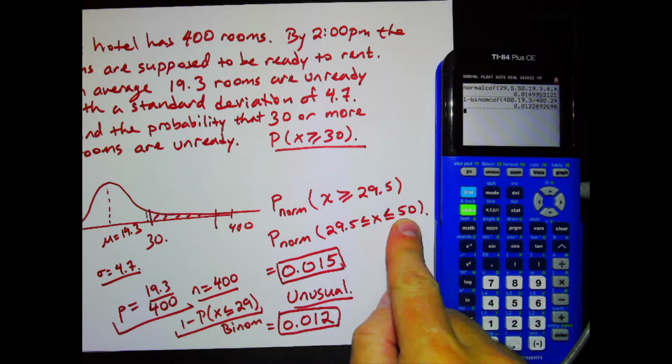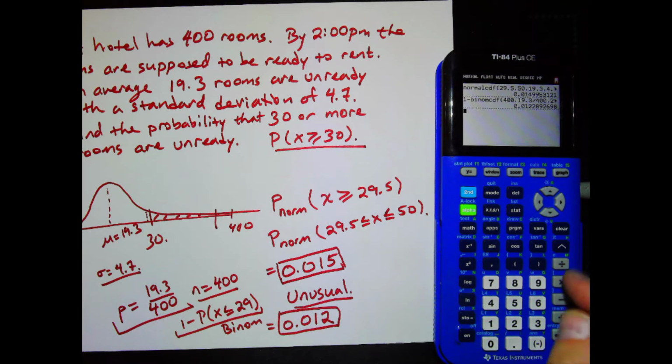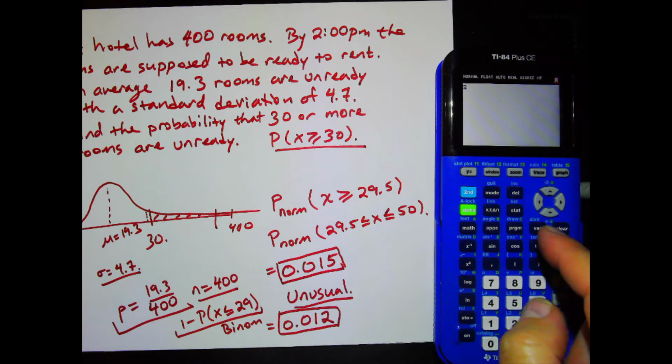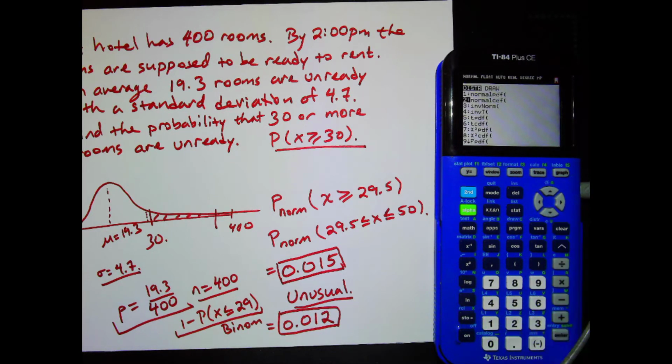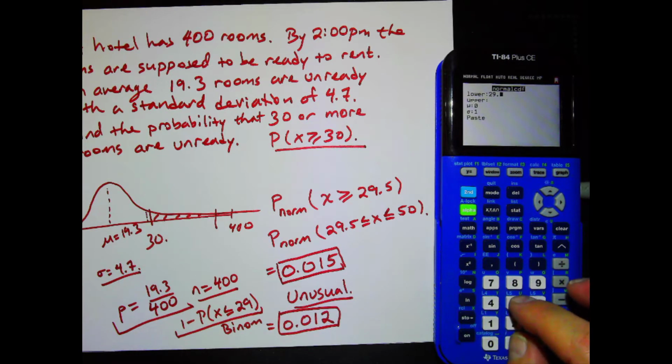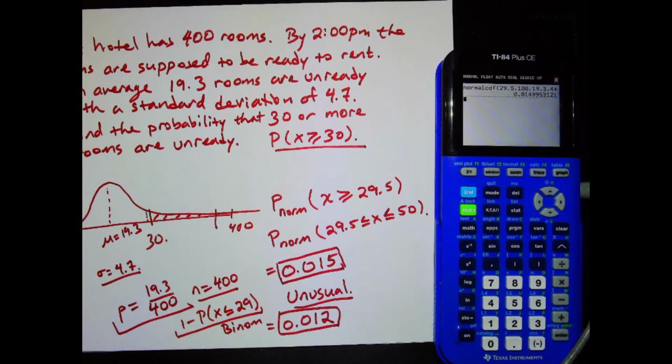Let me also note that stopping at 50 was just fine. Let's back up and see what we get if we stop at 100. Second distribution. Let's do the normal CDF. We'll go from 29.5 to 100. The mean was 19.3 and the standard deviation was 4.7. Again, we get about the same thing, 0.015 when rounded. So making it go farther out didn't change the value by any meaningful amount.